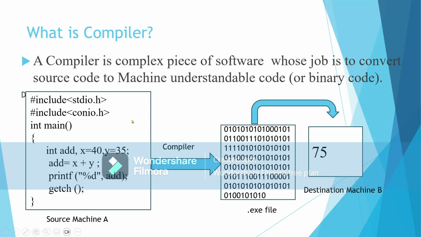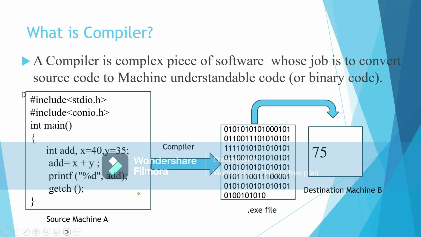Here is a C programming example. Here I have declared three variables: add, x and y. The x and y variables contain some integer numbers, and I want to add these two numbers and store the result into the add variable. That's why we have written the formula add = x + y. This addition will get stored into the add variable and it will print the result.